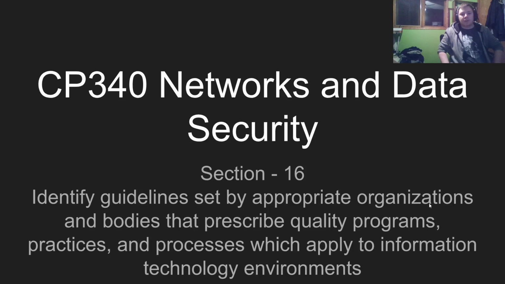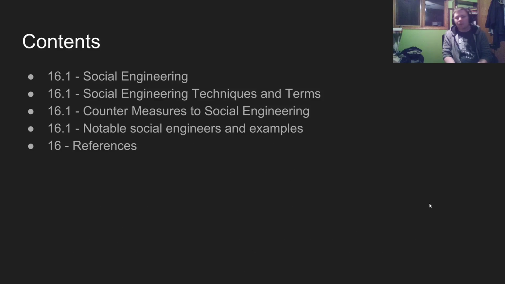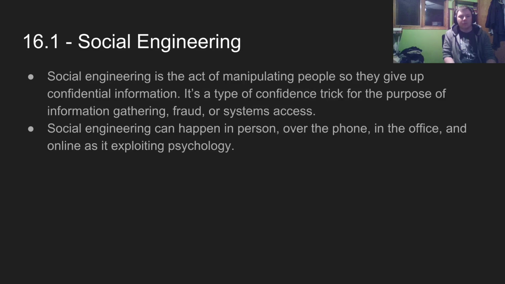CP340 Networks and Data Security Section 16. Identify guidelines set by appropriate organizations and bodies that prescribe quality programs, practices, and processes which apply to information technology environments. Contents: 16.1 Social engineering, social engineering techniques and terms, countermeasures to social engineering, notable social engineers and examples, and then references.